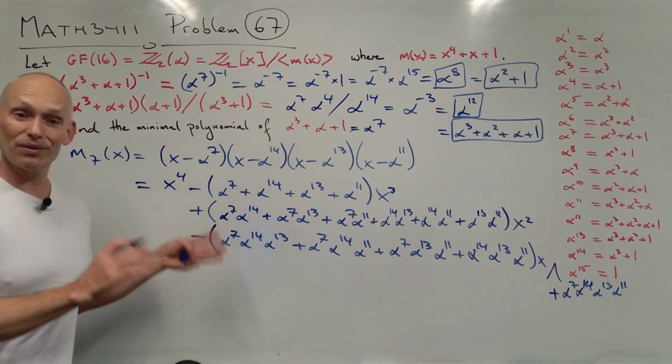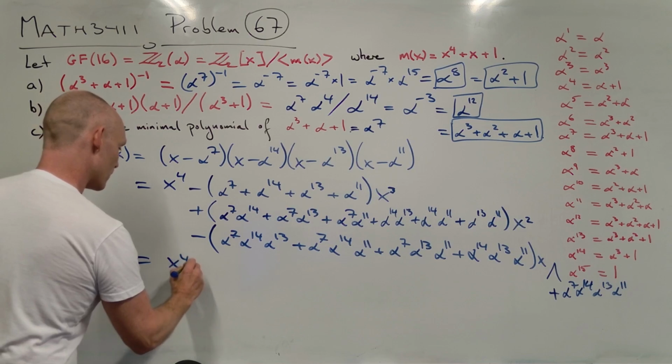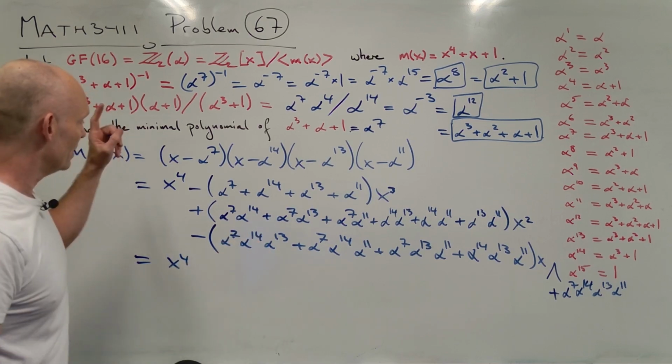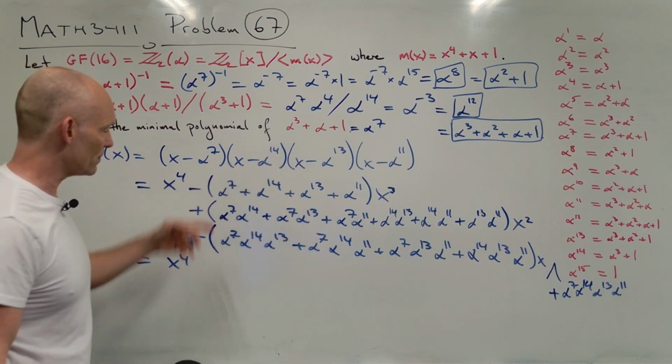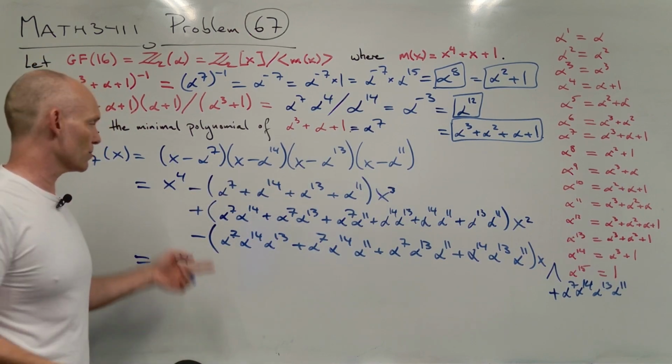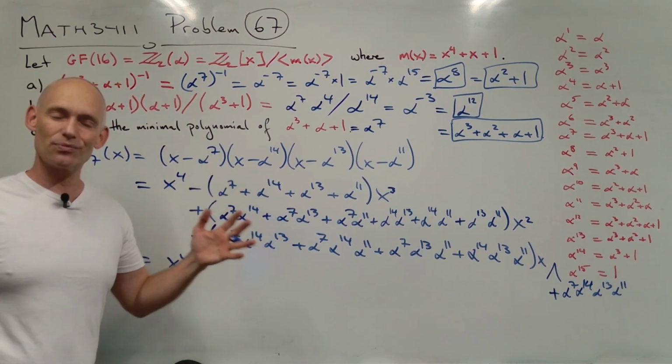So now let's have a look at what we get when we try to tidy all this up. Well, first of all, x to the power of 4 is just x to the power of 4. And then we've got minus all of this stuff. By the way, at this point, we can, of course, just ignore the pluses and minuses. We're dealing with binary coefficients, so that really doesn't matter.